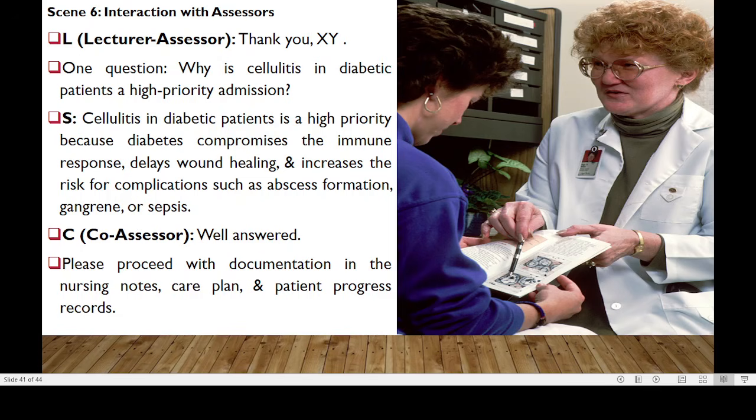Okay, thank you. One question. Why is cellulitis in a diabetic patient a high priority admission? Thank you, sir. Cellulitis in diabetic patients is a high priority because diabetes compromises the immune response. It also delays wound healing and increases the risk of complications such as abscess formation, gangrene, or sepsis. Okay, well answered. Please proceed with the documentation in the nursing notes, care plan, and patient progress records.